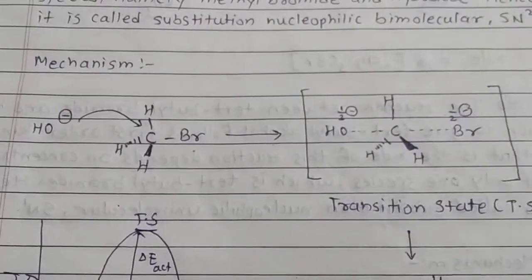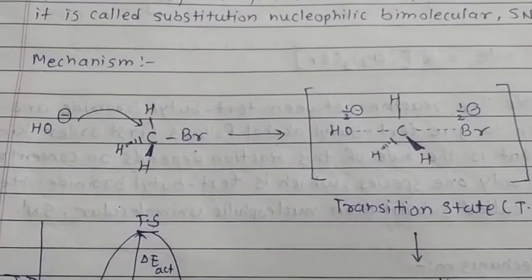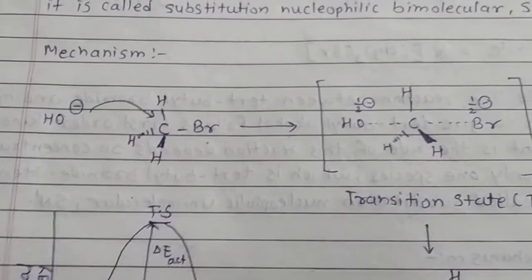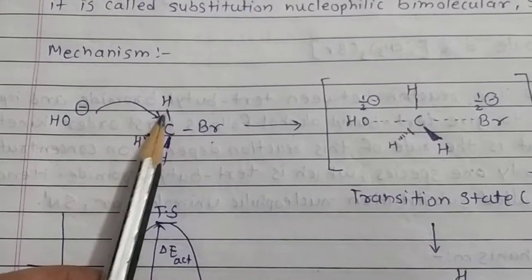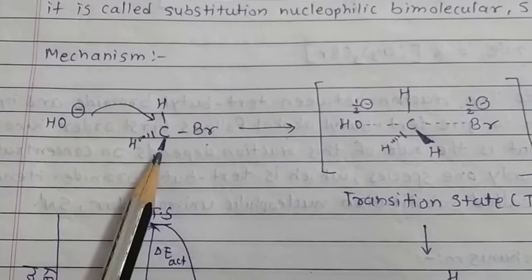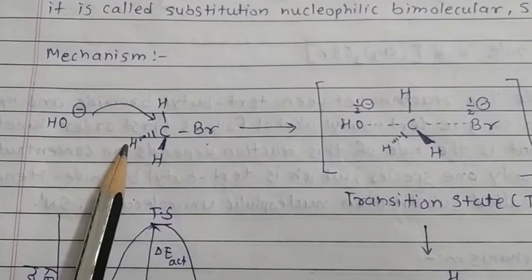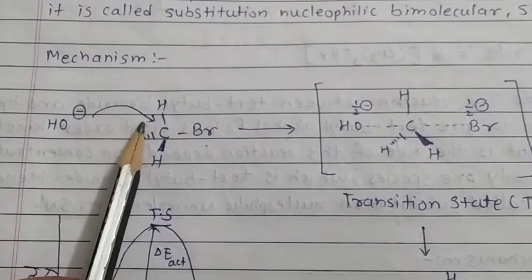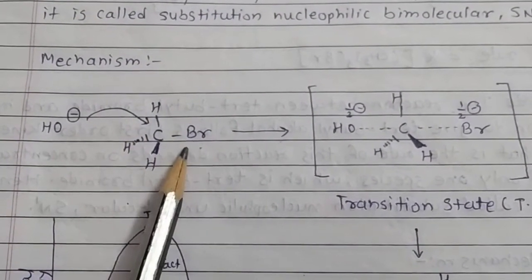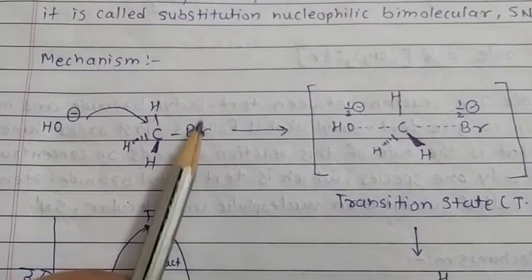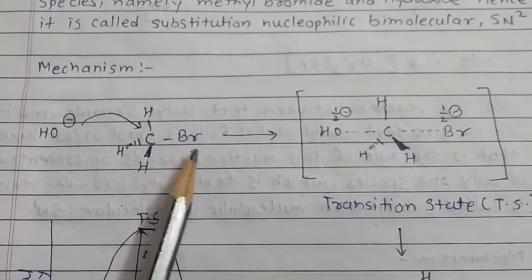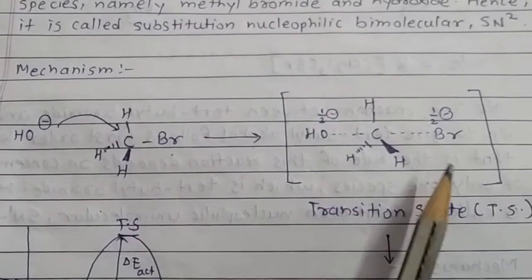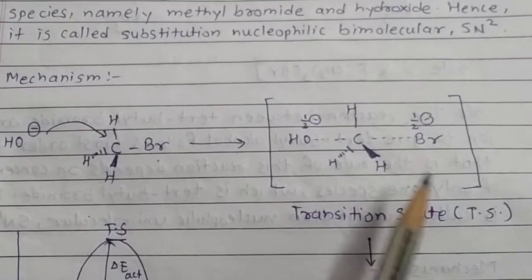Let's see the mechanism of this reaction. So this one is methyl bromide, or we can say bromomethane. One hydrogen is in the plane, one hydrogen is above and one hydrogen is below the plane. OH minus attacks from the back side. Why? Because on the front side there is the bromine atom, so OH cannot attack from the front side because of bromine.